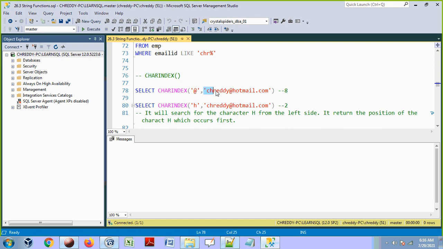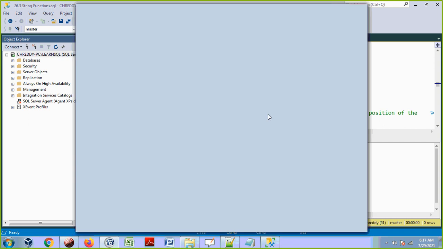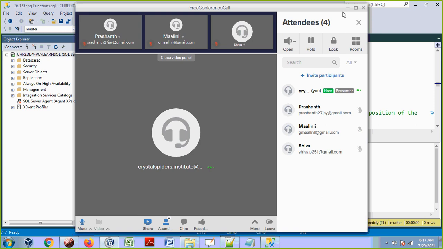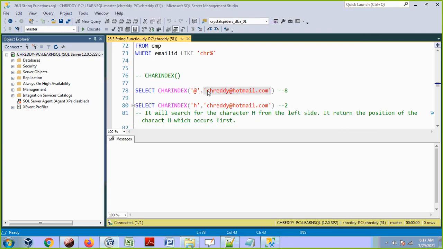Let's see here. The first parameter is the character I am looking for, and the second parameter is the actual value. I am looking for the @ symbol in this value. What is the position of the @ symbol? In which position is it? chreddy@hotmail.com. Now let's count when this @ symbol will come. 1, 2, 3, 4, 5, 6, 7, and the @ symbol is in the 8th position. So the number 8 will return.